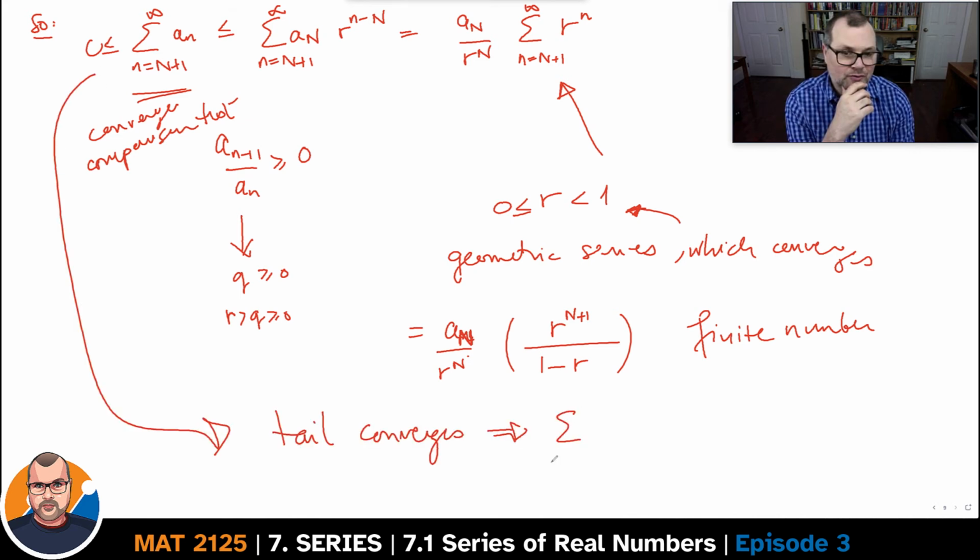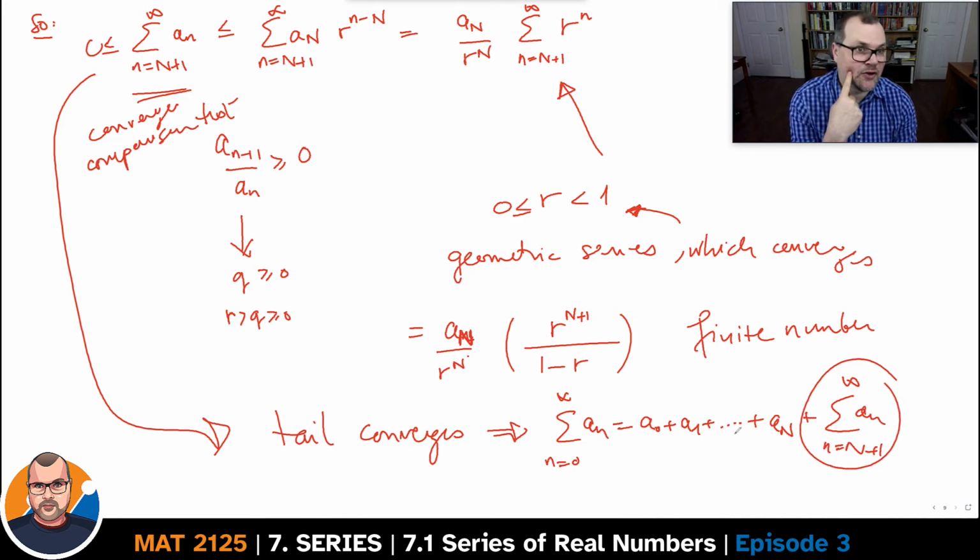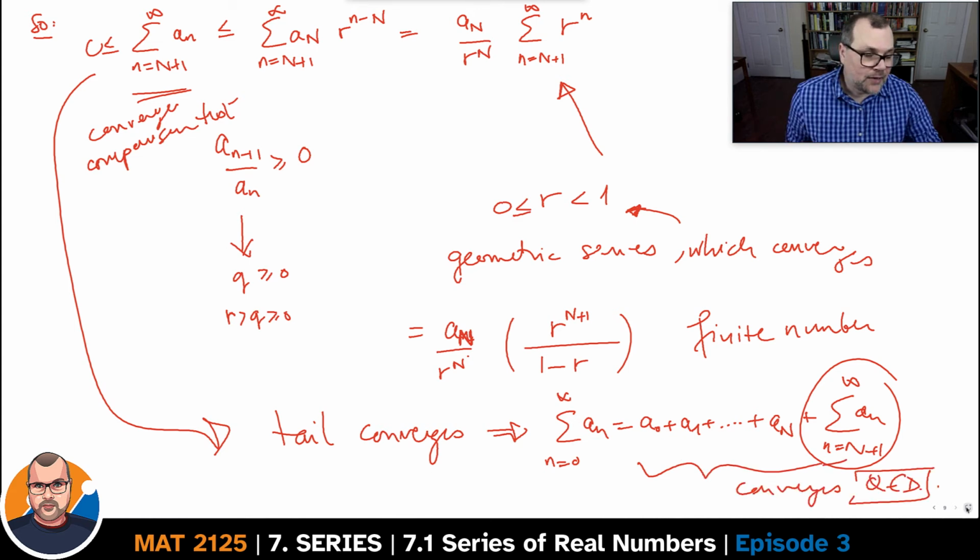So if I look at the full series, a0 plus a1 plus all the way up to an, capital N here, plus the tail, this converges. I'm adding a finite number of finite values. This whole thing here converges as well. I'll add one more here.